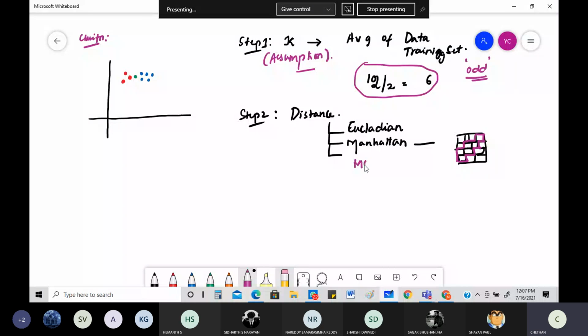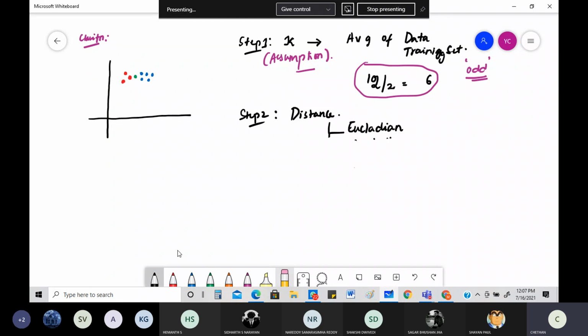There is one more measure also, called McLaurin. That also you don't have to worry about. Our job here is to make sure that we know our Euclidean distance, figuring out our Euclidean distance. If you know that, everything is pretty easy.